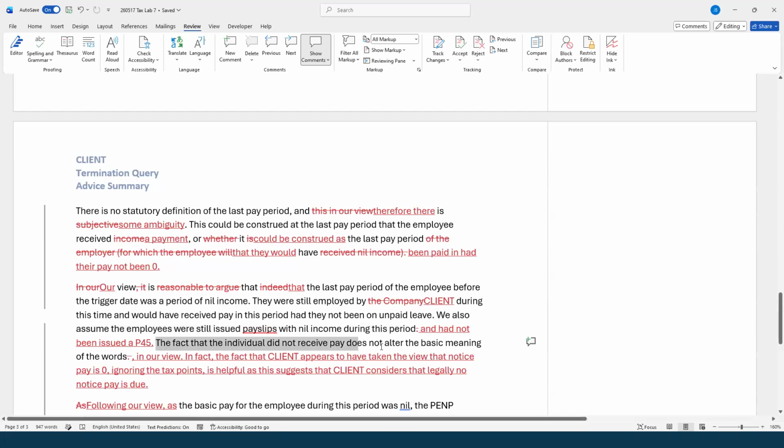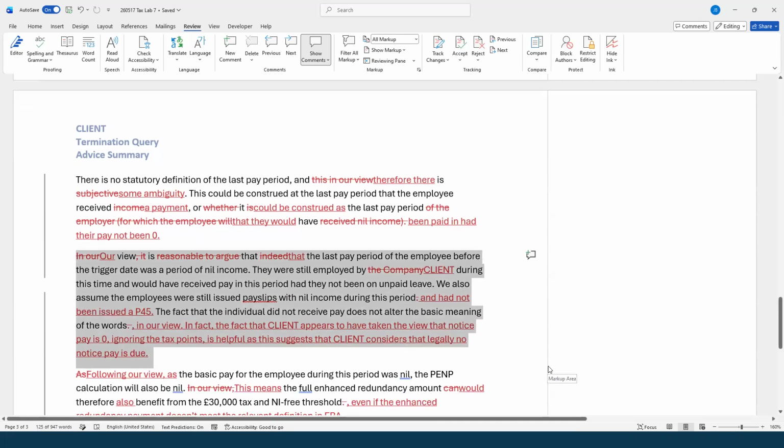The fact that the individual did not receive pay does not alter the basic meaning of the words in our view. In fact, the fact that the client appears to have taken the view that legal pay is zero, ignoring the tax point, is helpful, as this suggests that the client considers that legally no notice pay is due. Okay, so essentially what this is saying is what the advisor's view is and why. It's explaining it because it is subjective. It then gives the client an opportunity to go, well, I appreciate what you're saying, but I disagree, or there's too much risk involved, whatever it is.